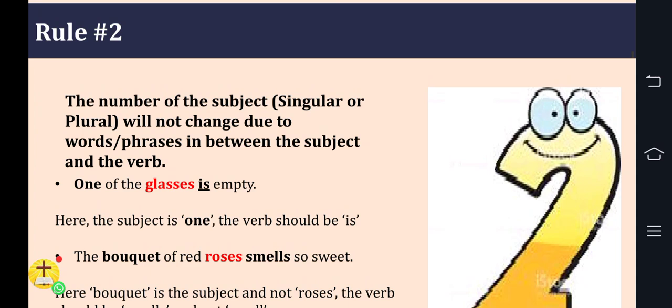Now let's learn rule number 2. The number of the subject, that is singular or plural, will not change due to words or phrases in between the subject and the verb. One of the glasses is empty. Here only one glass is mentioned, so we are using is. Here the subject is one, the verb should be is.